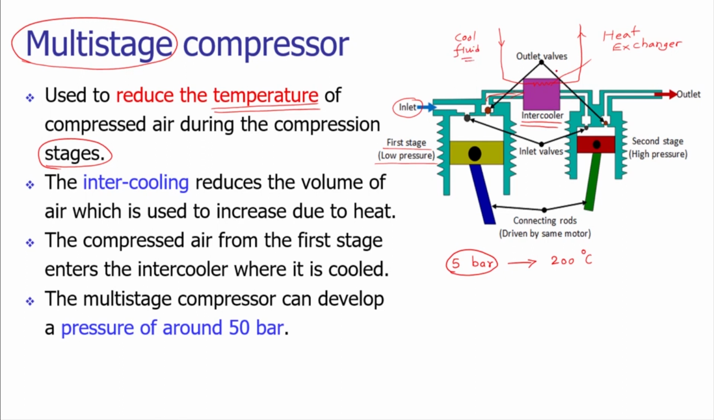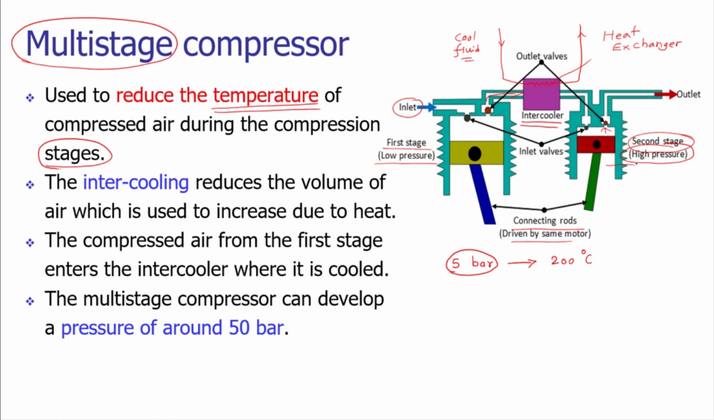It may be cold air or cold water circulating in the intercooler, which will reduce the temperature of the compressed air. As there is a reduction in the temperature of the compressed air coming out from stage 1, its volume will be reduced, and that reduced volume, low temperature compressed air will be sucked into the second cylinder. In the second stage, it will be compressed by using the second piston.